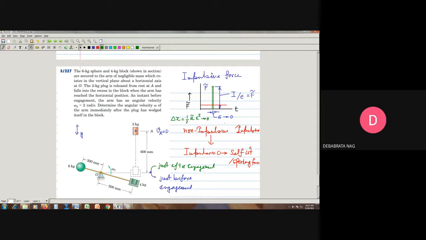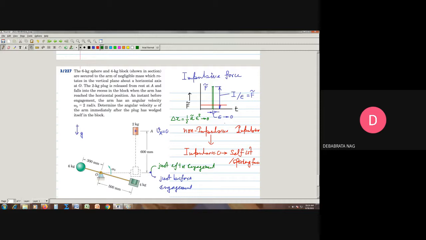And at the same time, when the plug has come to this position, this entire system attains the horizontal configuration, and we do not take into account the differences in heights, sizes and shapes. Imagine all of them are particles, and they get engaged to each other, and we are asked to find the angular velocity of the entire assembly just after this engagement takes place.